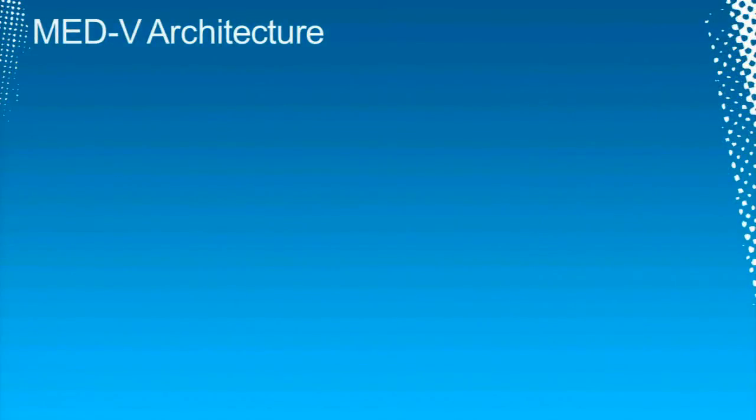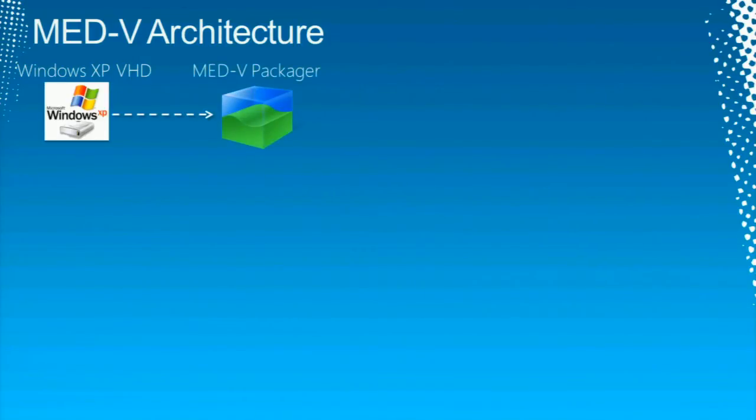So let's take a quick look at what the MedV architecture looks like. Obviously we're running Windows Virtual PC, so you'll start with an XP image, and we'll get more into that creation process in a moment. And we have a utility for administrators. It's called the Packager utility, and you'll input that image, and you'll configure it with your options.